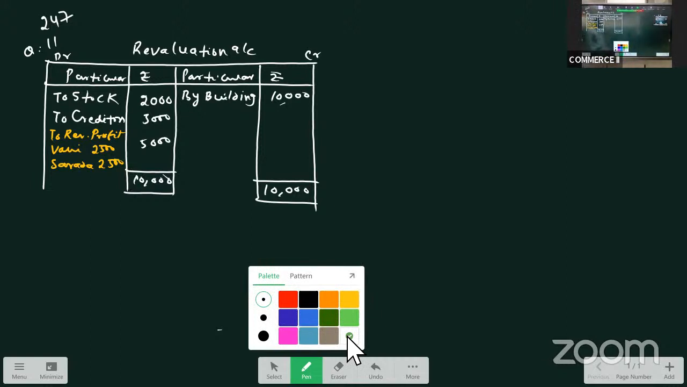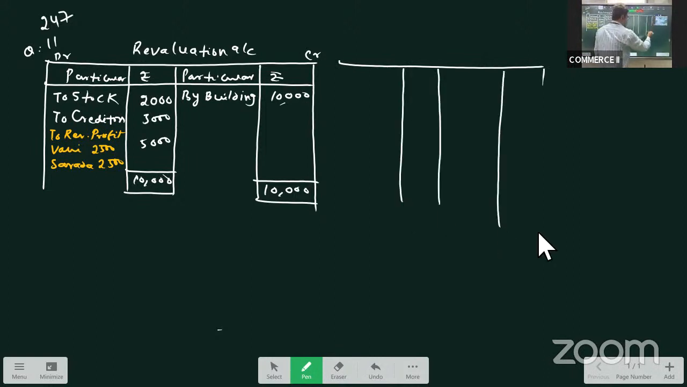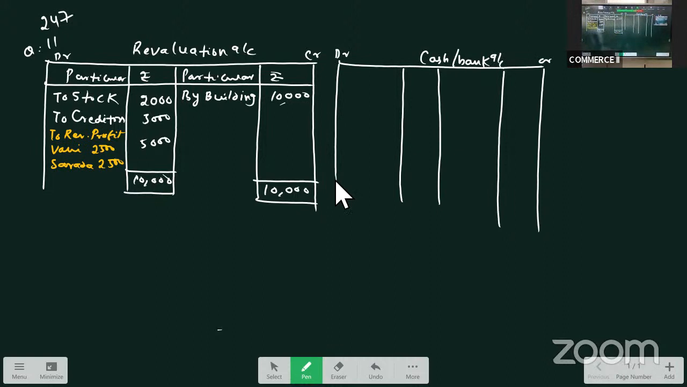Then, as usual, we go to the next step. What do we prepare? We prepare the cash account, and in the cash account we show all the inflow and outflow of cash. So it is the cash and bank account. What is the opening balance given? If you see on the asset side, opening cash balance is given as 8,000. To balance brought down 8,000.